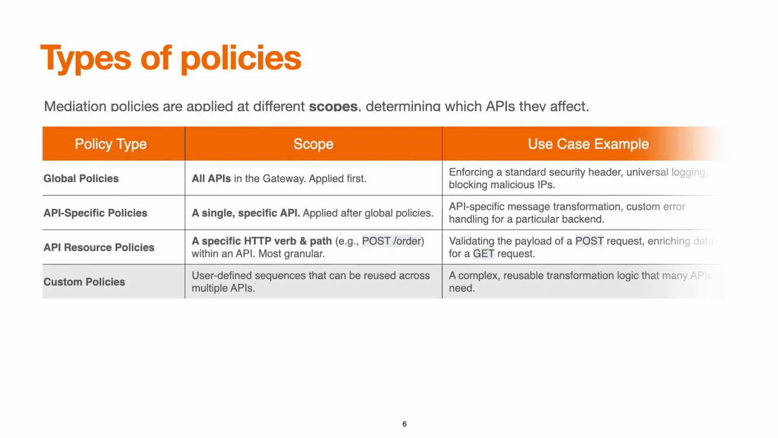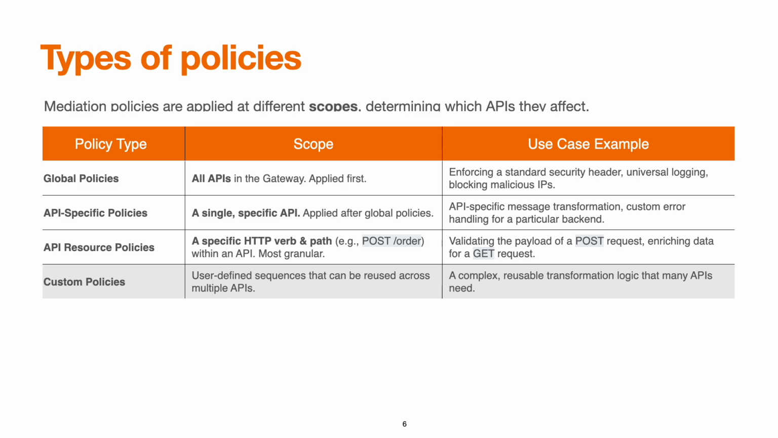What are the different types of policies? Policies are applied at different scopes, giving you granular control. Global policies affect every single API on the gateway, perfect for universal security or logging purposes. API specific policies apply to one API, and more granular are API resource policies, which target a specific method and path, like the HTTP POST method on a specific resource such as the POST order resource. You can say they execute in exactly this order. So you can see we have global policies, API specific policies and API resource policies.